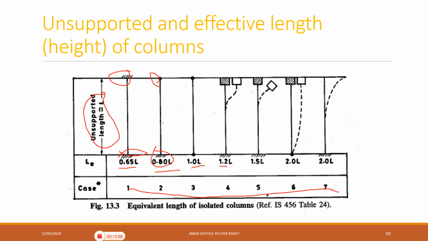And these are the remaining cases. Detailed explanation for the effective length of isolated columns is given in Table 24 of IS 456 2000. So we will directly take the reference of Table 24 to find out the unsupported and effective length of columns for any case.